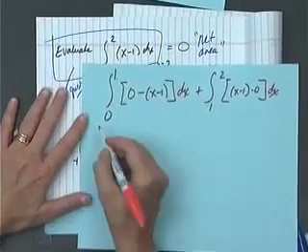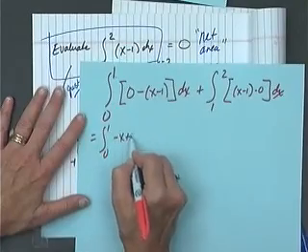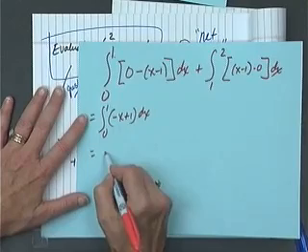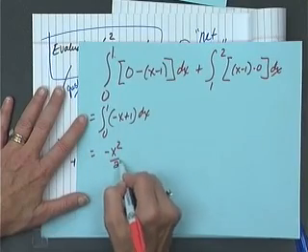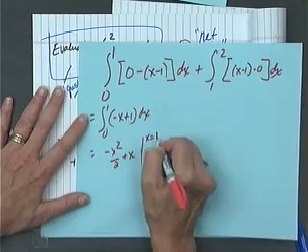Let me redo that real fast. We integrate from 0 to 1 of minus x plus 1 dx. When you integrate, you get minus x squared over 2 plus x, evaluated from x equals 0 to x equal to 1.